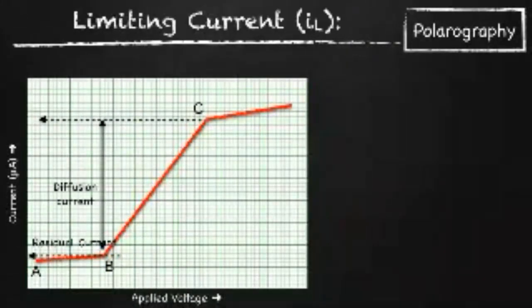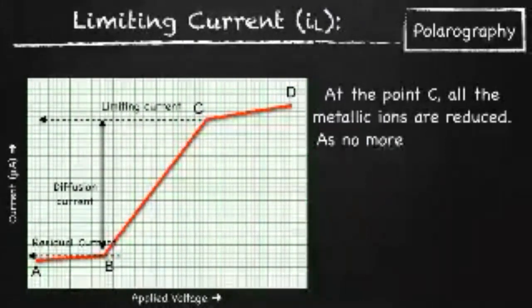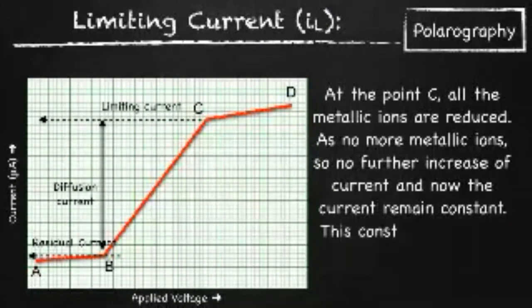Third, limiting current. At the point C, all the metallic ions are reduced. As no more metallic ions are present, there is no further increase of current, and now the current remains constant. This constant current is known as the limiting current.